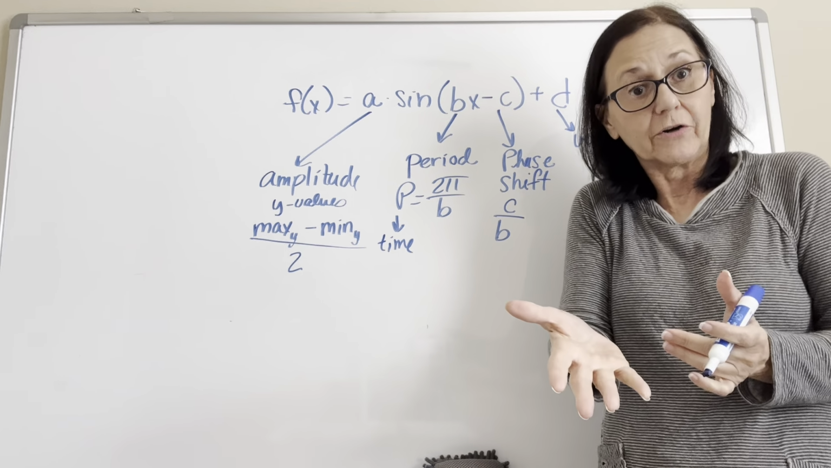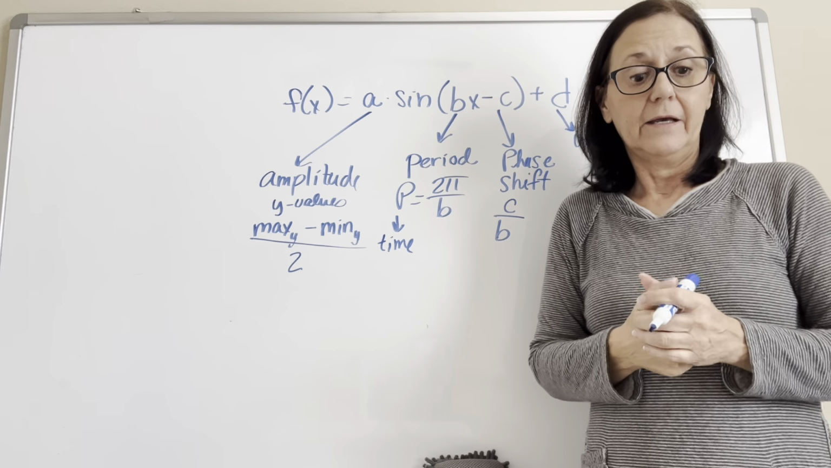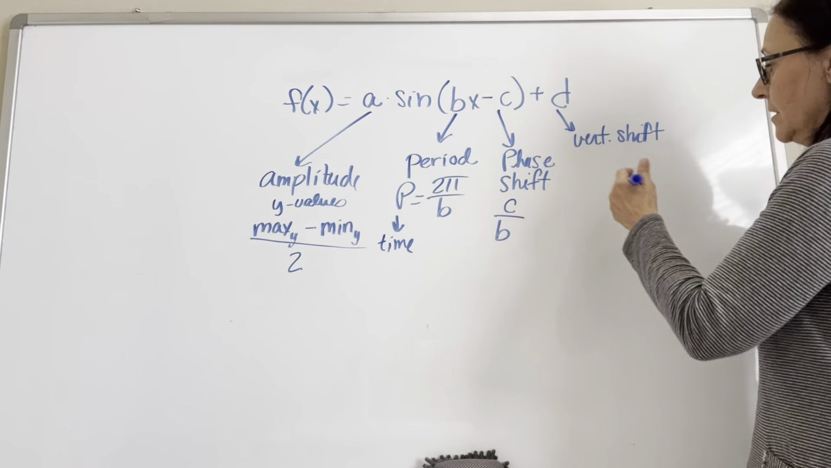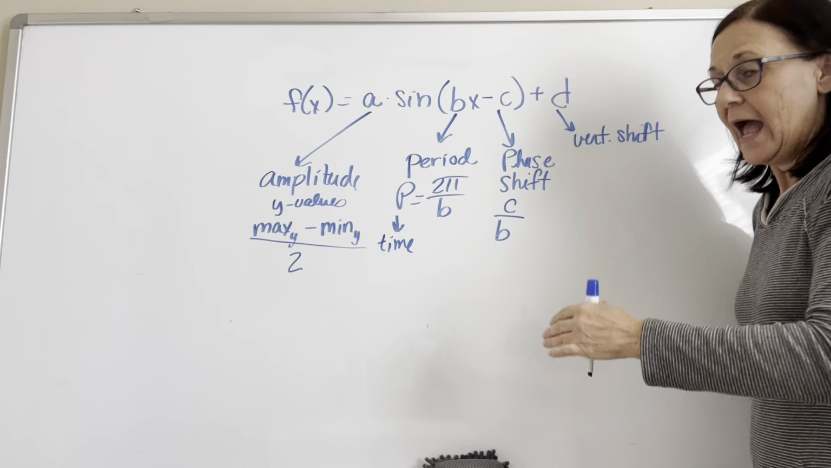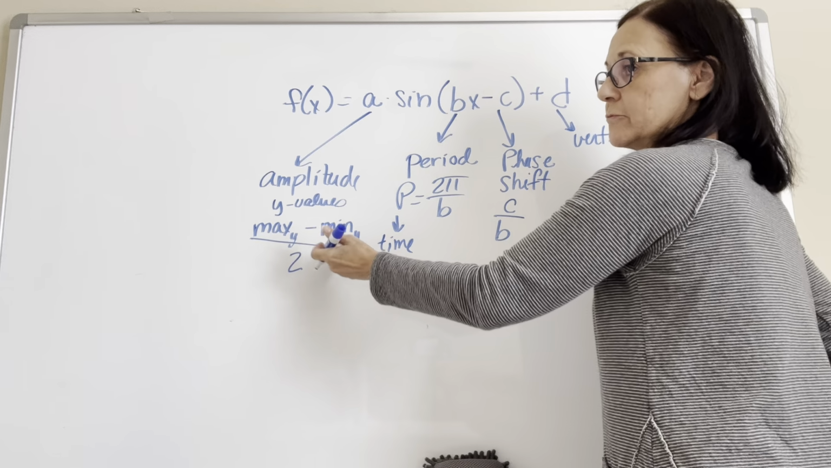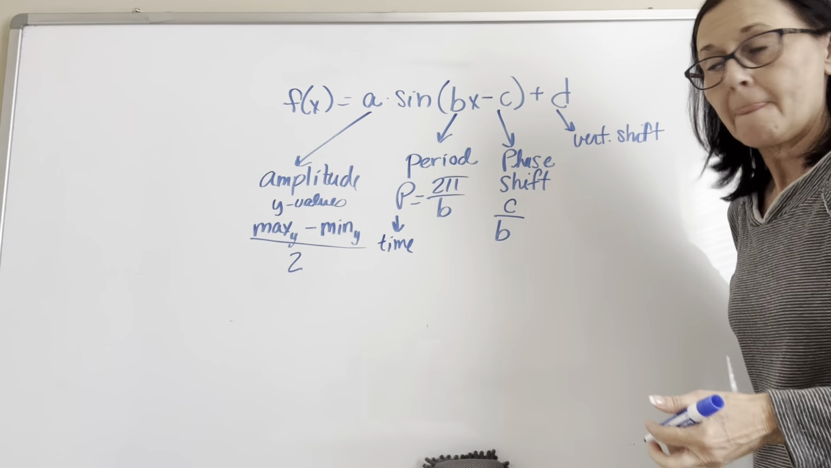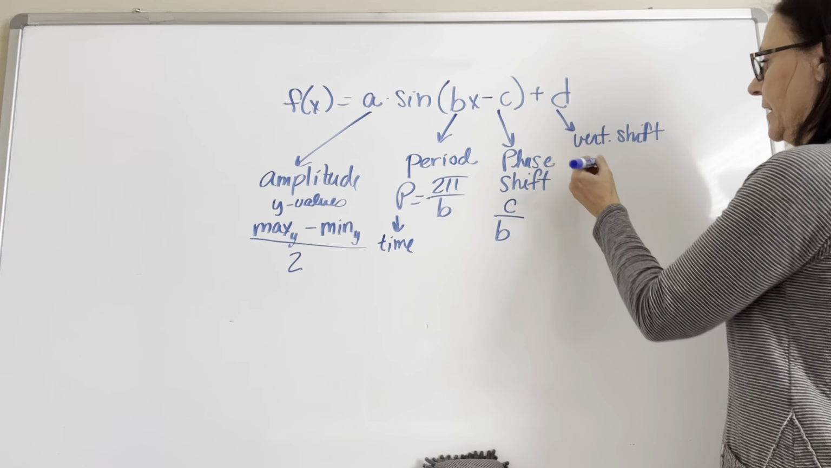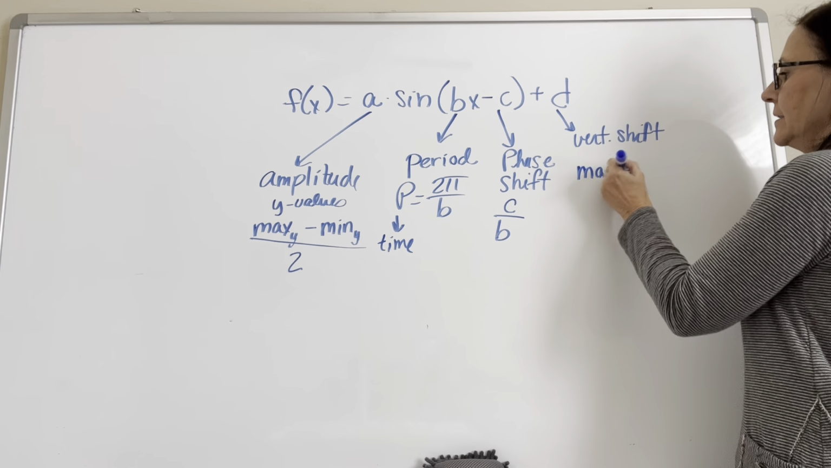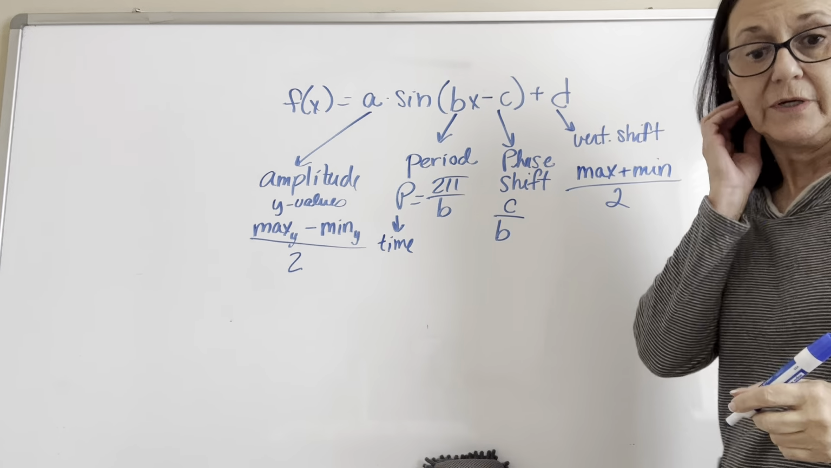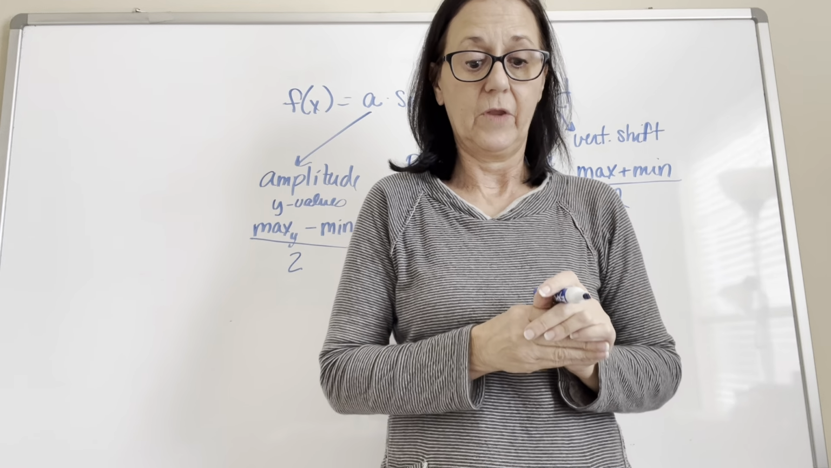If we have the curve, then we can do maxes and mins and determine how it's been vertically shifted. So for the amplitude, we subtract, divided by 2, to get the amplitude. But for the vertical shift, we are going to add the max and the min. So it's the max plus the min, divided by 2, to get how it's been shifted up or down, all right?